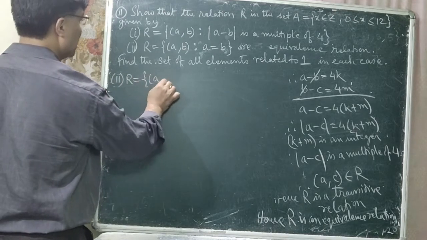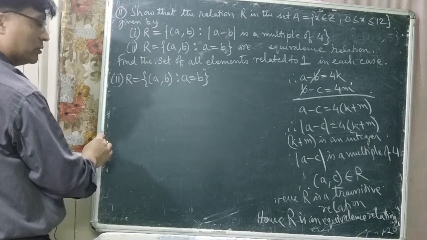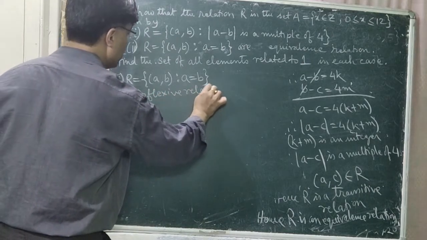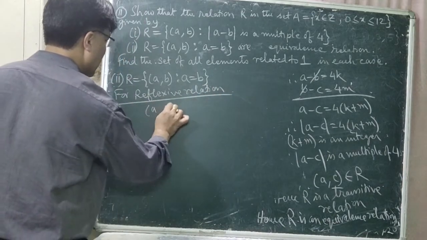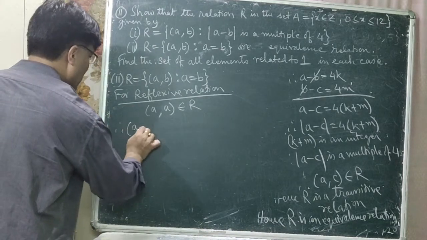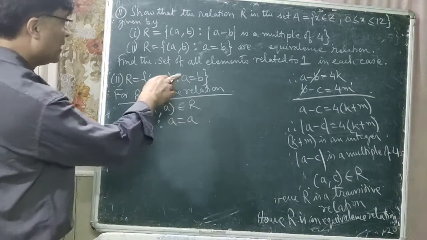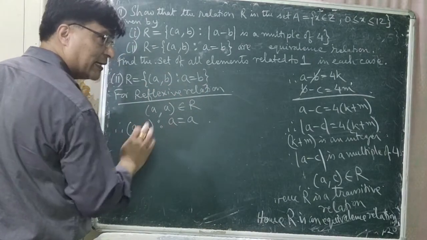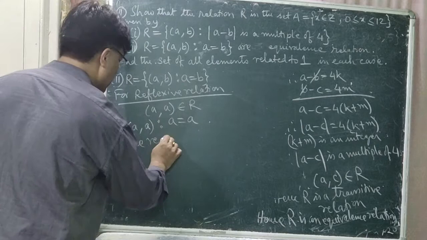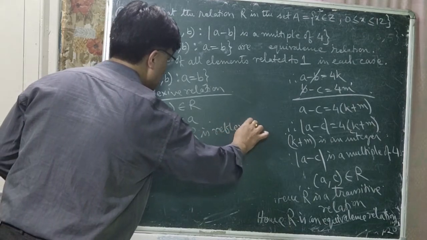R is equal to within second bracket (A, B) such that A is equal to B. It should be an equivalence relation, okay, for a reflexive relation. For reflexive relation we have (A, A) should belong to the relation R. Okay, so you know that (A, A) such that A is equal to A, isn't it? Obviously it is A is equal to A, right? So therefore this relation R is a reflexive relation.